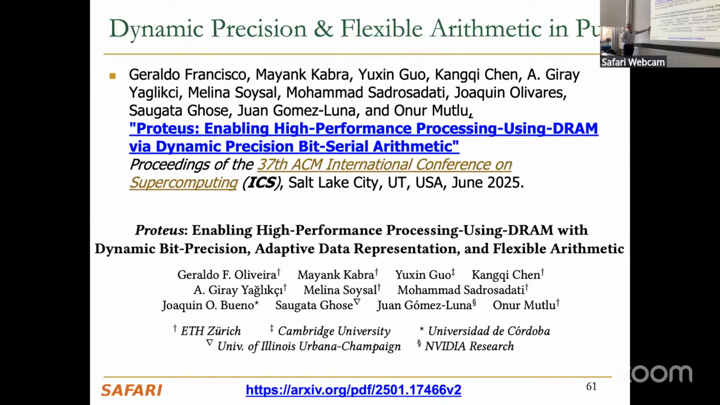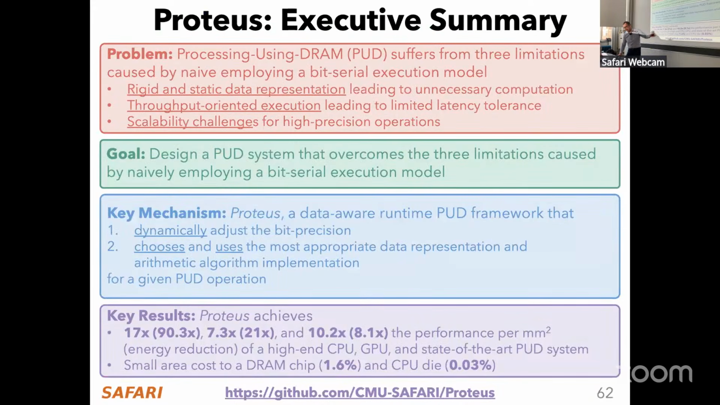And what this does is realize that there are some other issues in processing using DRAM, and this is the summary slide that I have. Essentially, there is a bit serial execution model, and it's usually employed naively because you have a rigid and static data representation, and you have some throughput-oriented execution, and you have some scalability challenges, especially when you have high precision operations. And this work tries to overcome these challenges.